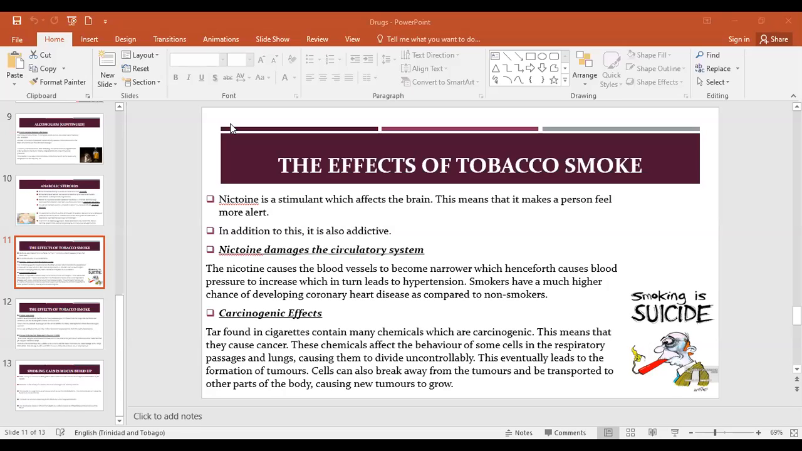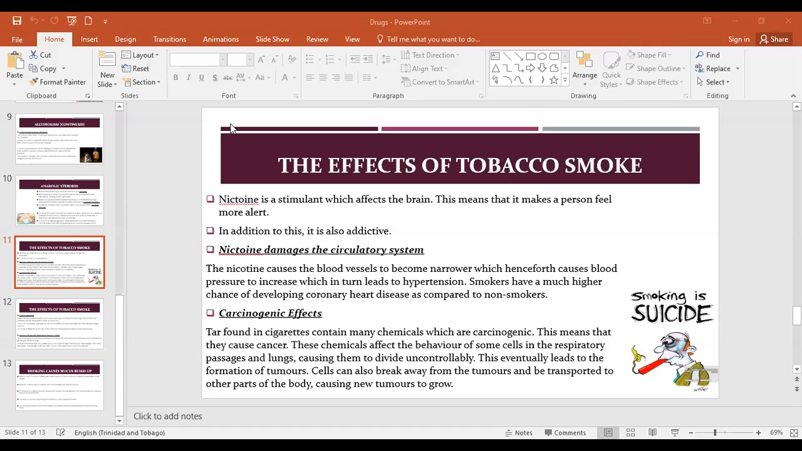Not only that, but smokers also have a higher chance of developing coronary heart disease as compared to non-smokers, because remember, you're already causing your blood vessels to become narrower. So when this happens with your coronary arteries, that is how you will develop coronary heart disease. And that is how smoking could lead to that, right?